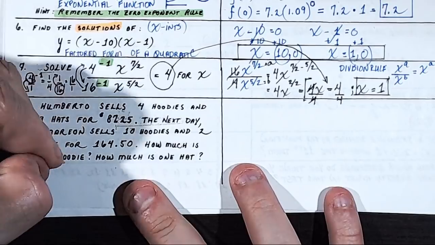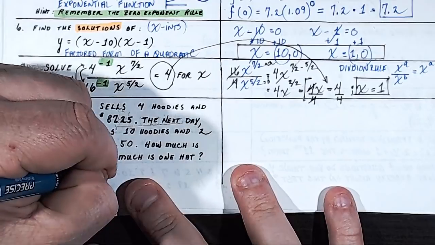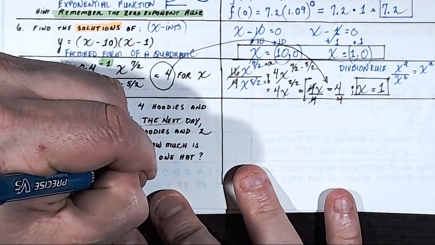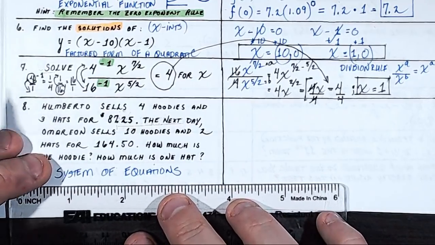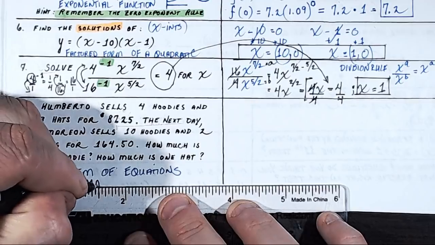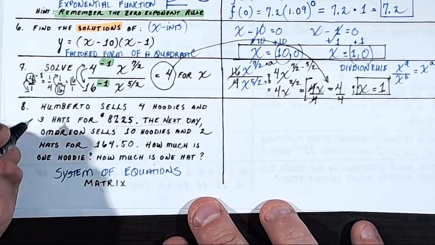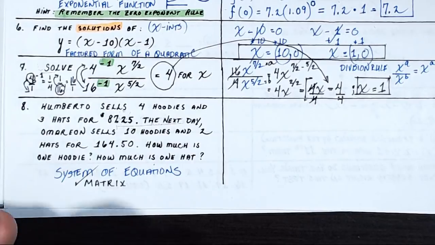This is a system of equations problem. And while it is possible to solve this algebraically, this is one place where the astounding technology at your fingertips can help you. We're going to use the matrix to help us solve this. So when you see a problem that looks like this, think matrix. All right, so we'll talk about what that means.